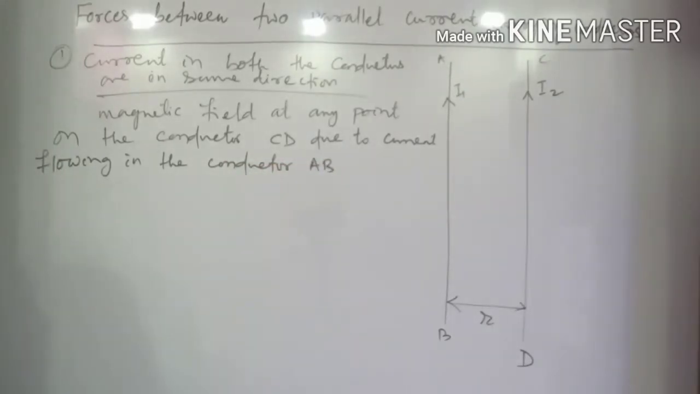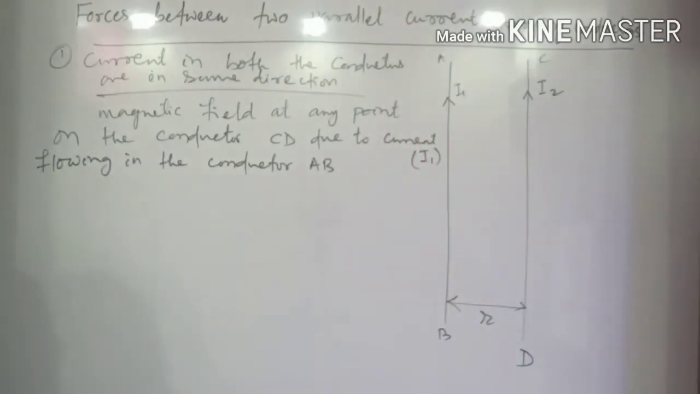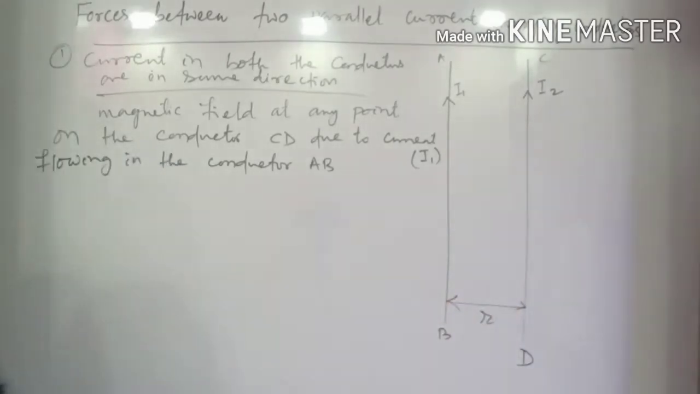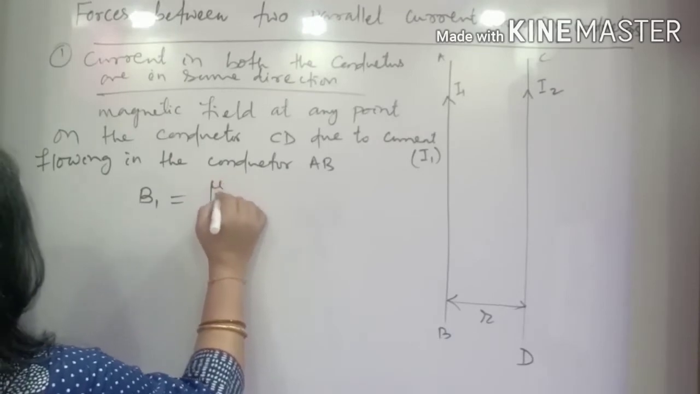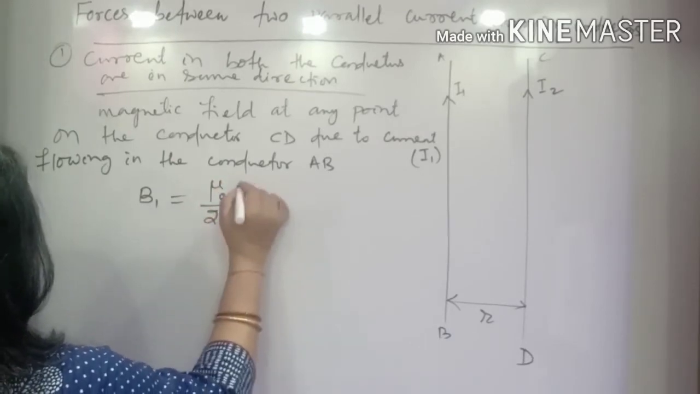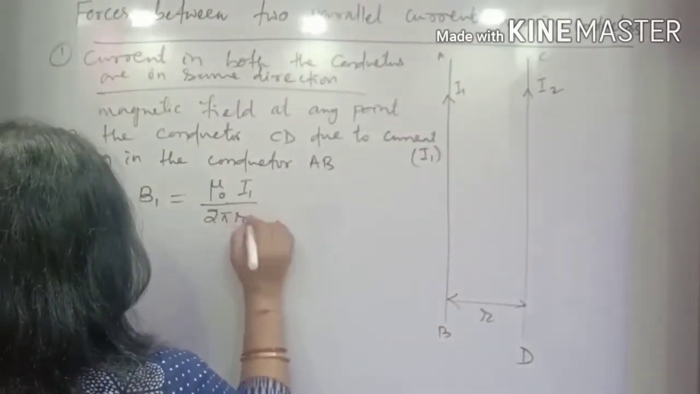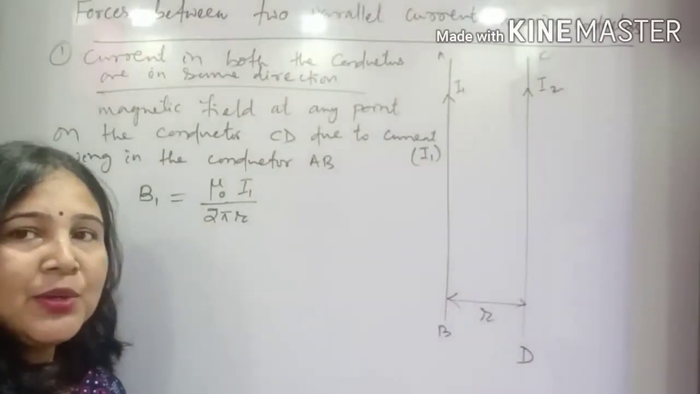So due to the current I1 flowing in the conductor AB, what will be the magnetic field at a distance r, because CD is at a distance r? Let that magnetic field be represented as B1. Now what is B1's expression? That is mu naught I1 by 2 pi r. So the magnetic field at any point on the conductor CD due to the current flowing in the conductor AB is B1 equals mu naught I1 by 2 pi r.